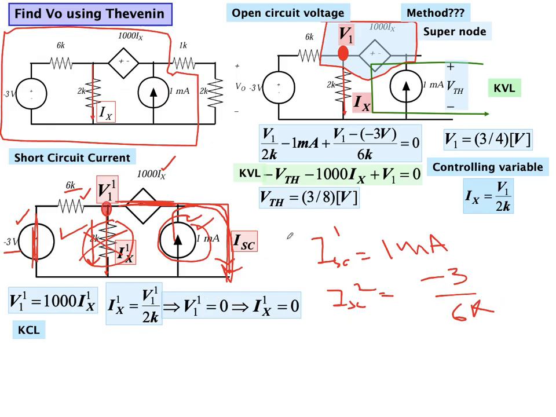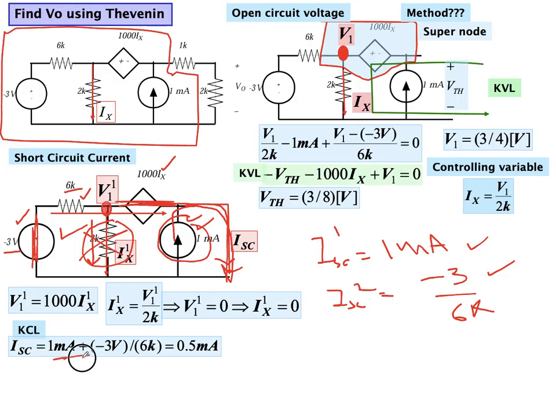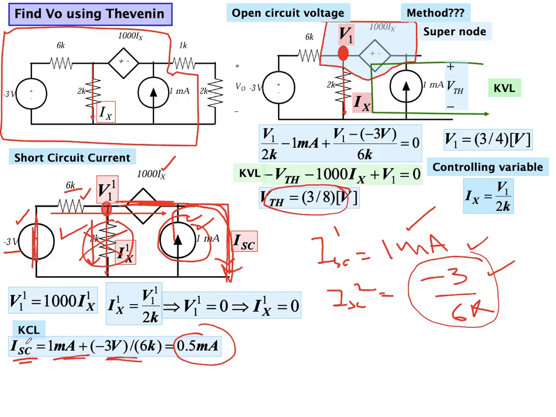So the total short circuit current will be the sum of these two. So we apply KCL here, we can see it is 1 milliampere plus minus 3 by 6, and the answer is 0.5 milliampere. So that is the I short circuit. So now you know V Thevenin or V open circuit, and you know what I short circuit is. The R Thevenin will be the ratio of the two. The R Thevenin comes out to be 3 by 4 K.